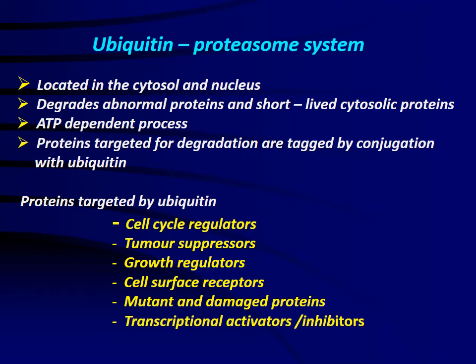Ubiquitin proteasome system, located in the cytosol and nucleus, degrades abnormal proteins and short-lived cytosolic proteins. It is an ATP-dependent process. Proteins are targeted for degradation and tagged by conjugation with ubiquitin. Proteins targeted by ubiquitin: cell cycle regulators, tumor suppressors, growth regulators, cell surface receptors, mutant and damaged proteins, transcriptional activators or inhibitors.